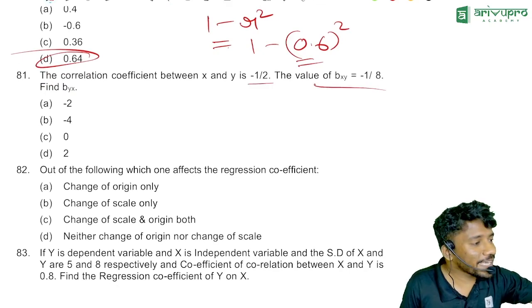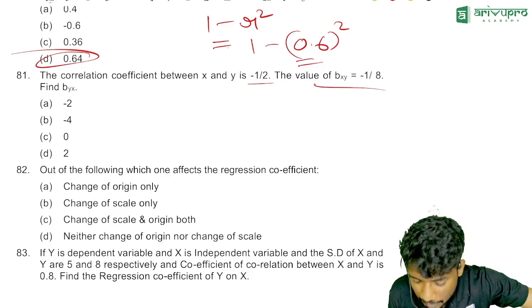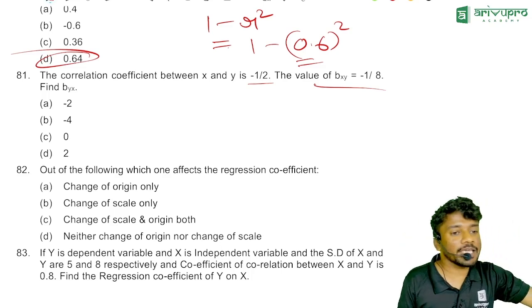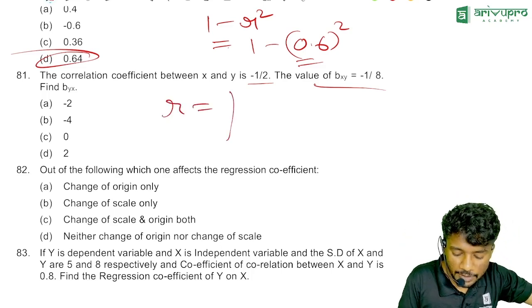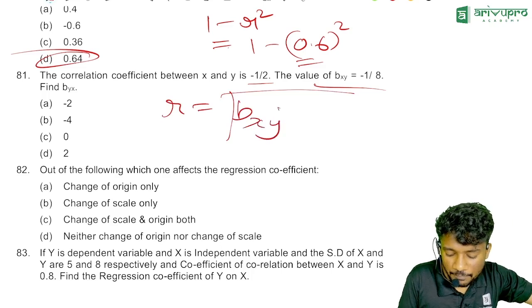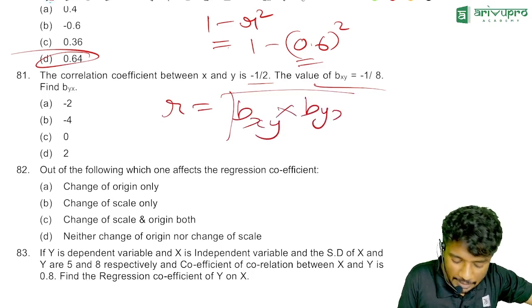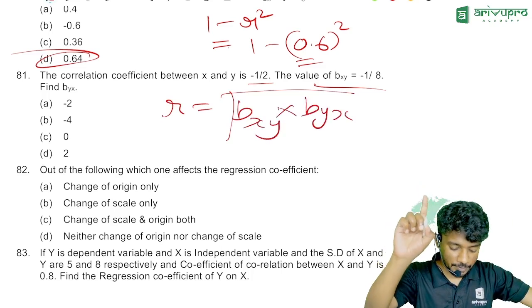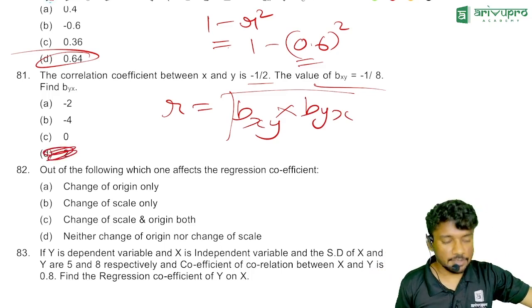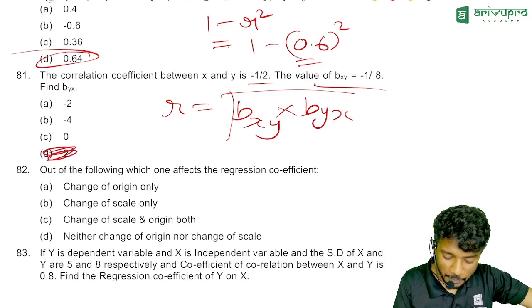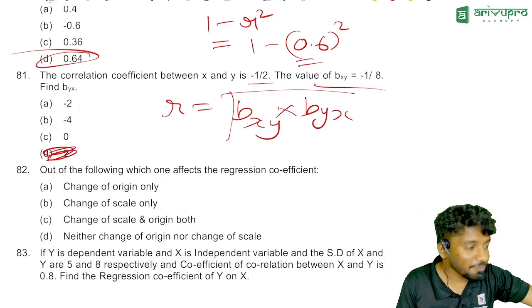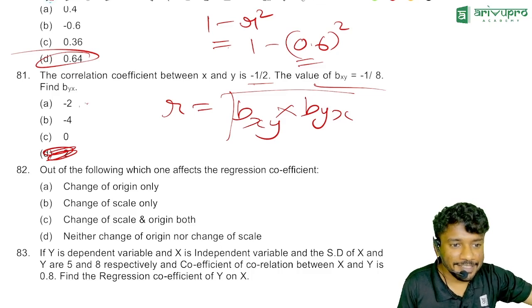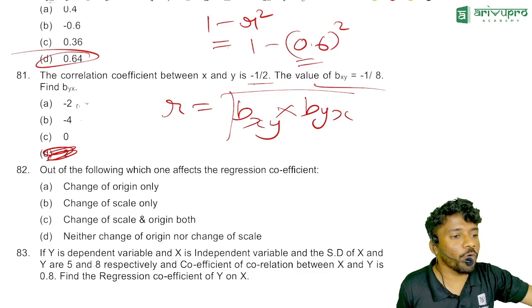Next question. The correlation coefficient between x and y is minus 1 by 2. The value of bxy is minus 1 by 8. Then byx? What was the formula? R is equal to root of bxy into byx. And one thing I'll tell you, 2 won't be the answer. Why? Because both the values should be negative, then only we will take it as negative.